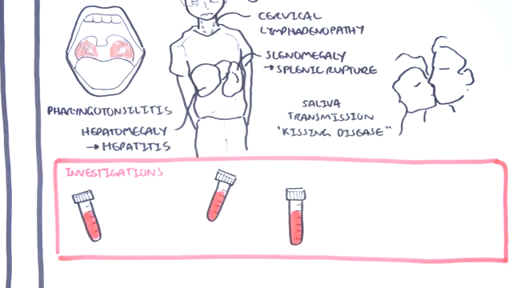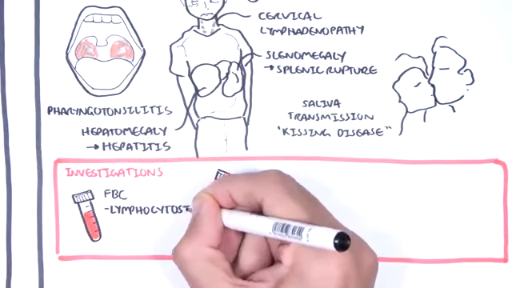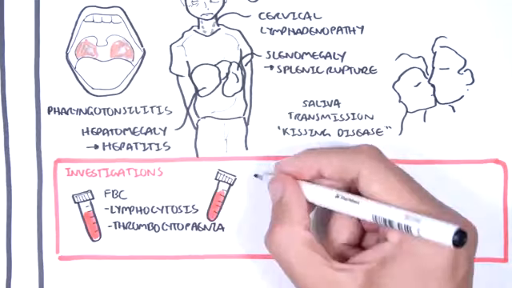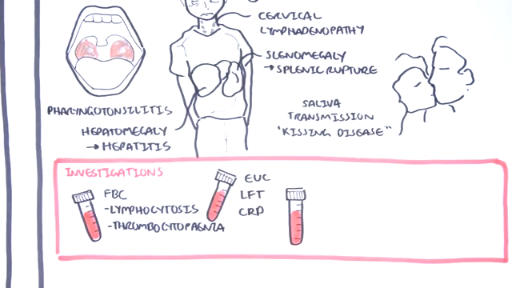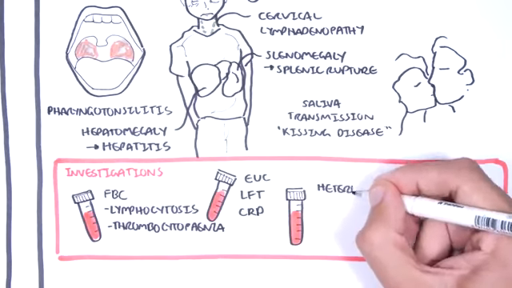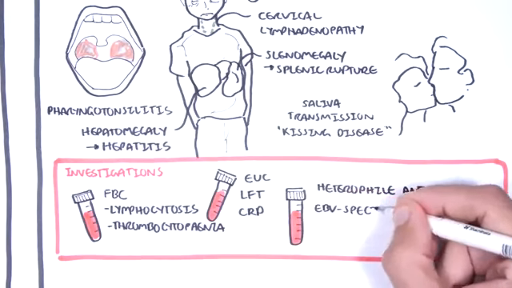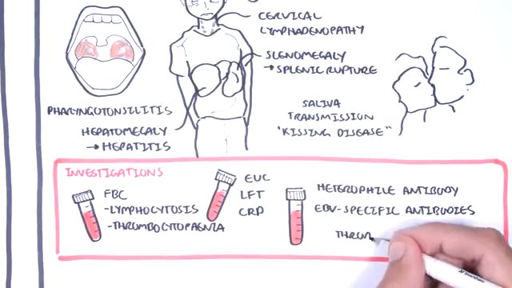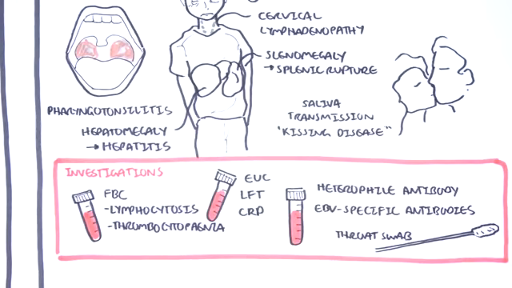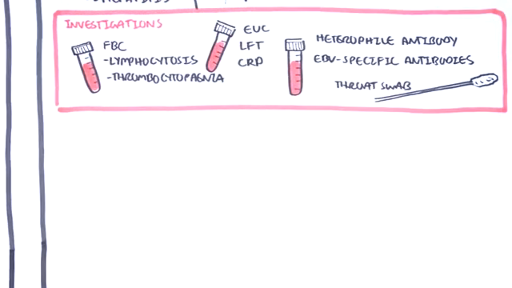Investigations of infectious mononucleosis include a full blood count, which may show lymphocytosis and thrombocytopenia. Other investigations to order include EUCs, LFTs, and CRP. A monospot test is a useful test to perform, and it's quick. A monospot test looks at heterophile antibodies in the blood, which are produced by those abnormal B cells infected by the Epstein-Barr virus. Further investigations that can be performed include Epstein-Barr virus specific antibodies. Finally, a throat swab is also very important to differentiate bacterial causes such as Streptococcus pyogenes.